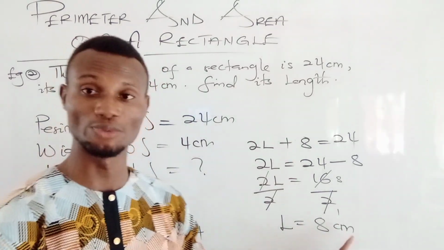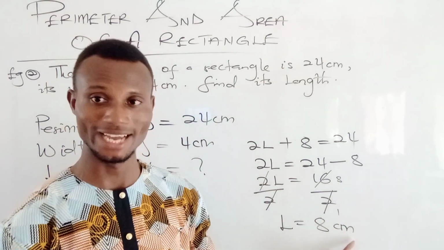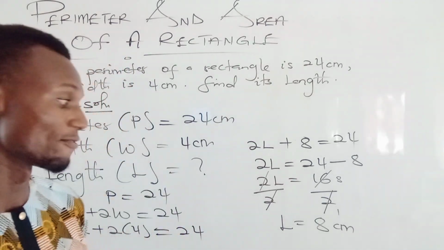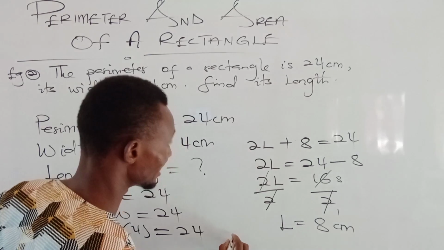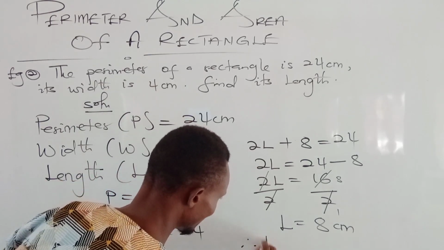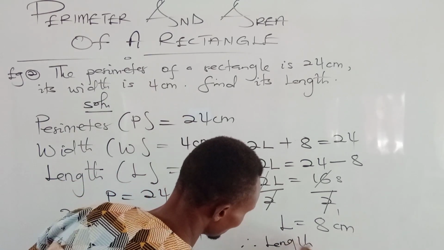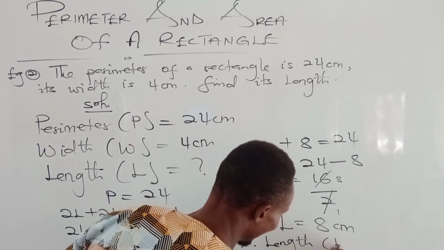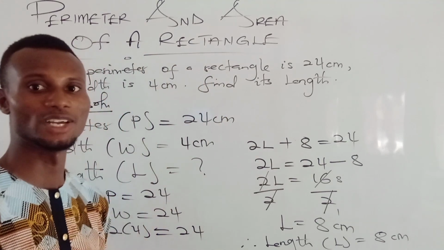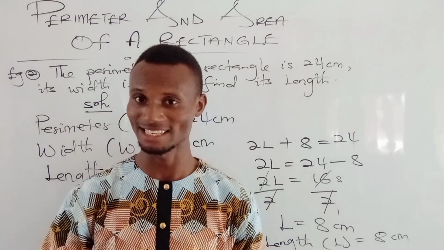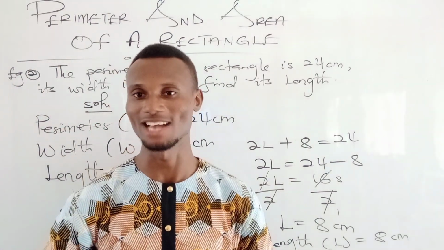Now don't forget to bring the unit, very important. Then afterwards you can conclude, therefore the length equals 8 centimeters. So you can just write it down. Therefore the length, L, equals to 8 centimeters. I hope the explanation is clear enough and you understand it as well.